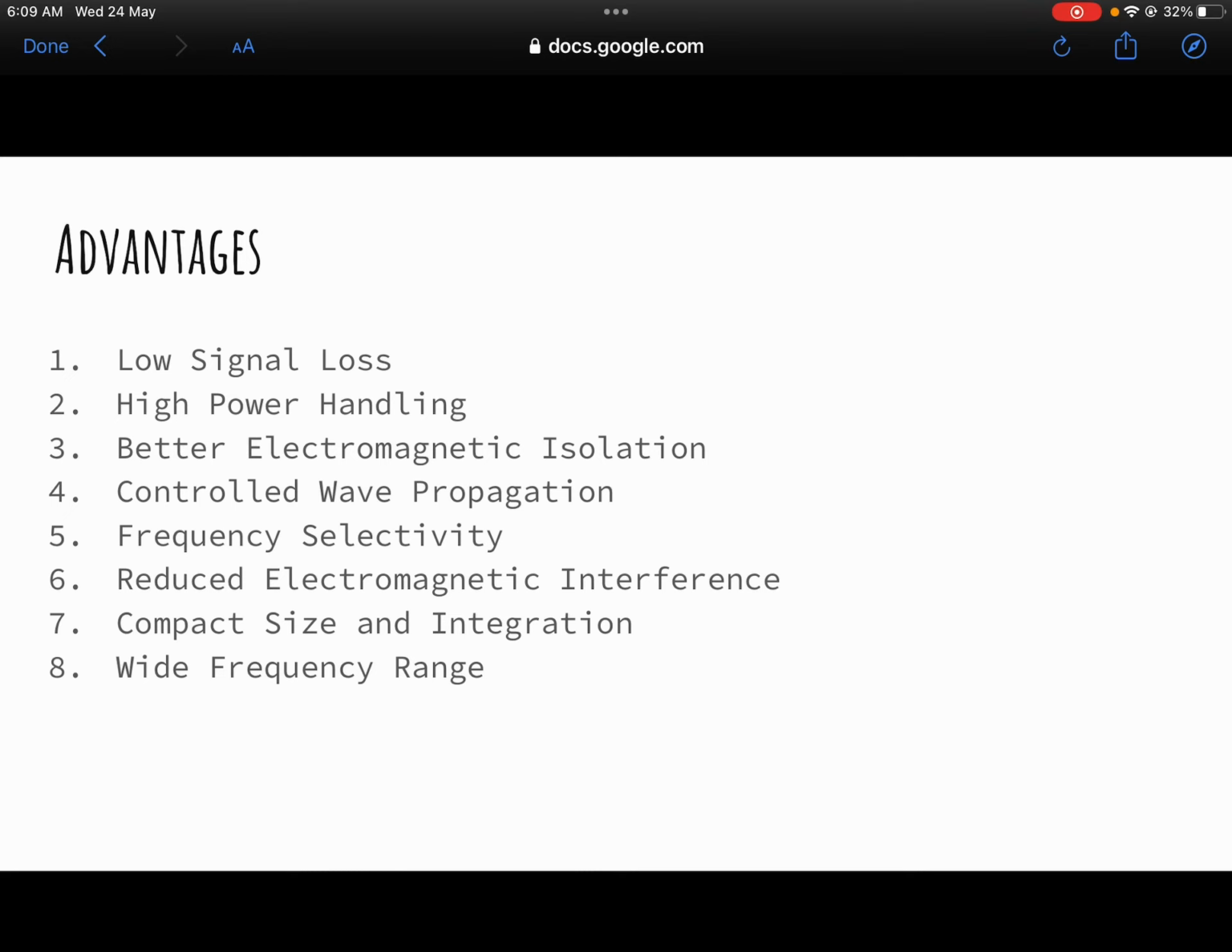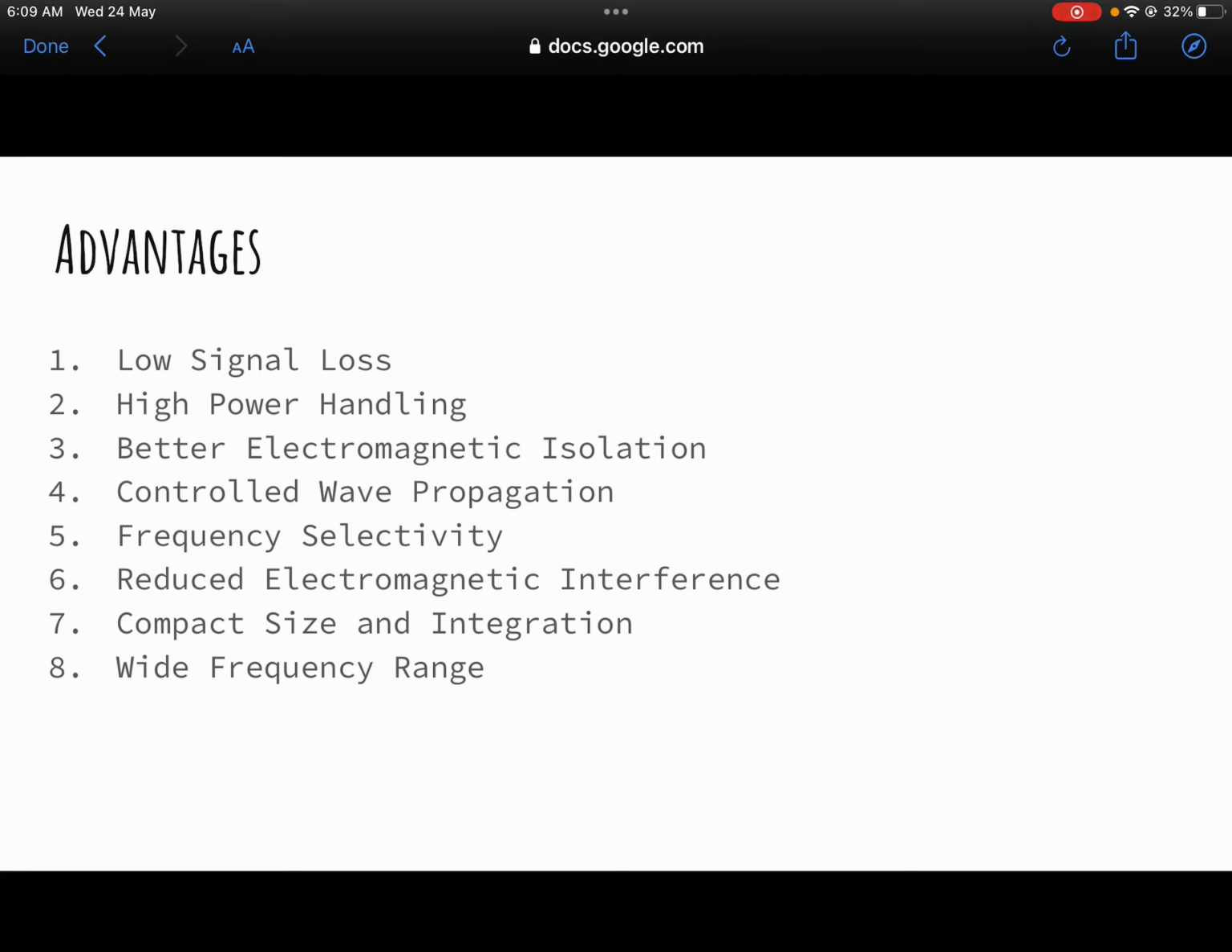Frequency selectivity. Waveguides can be designed to operate within specific frequency ranges, providing frequency selectivity. This allows for the transmission and control of signals within desired frequency bands, enabling efficient filtering and separation of different signals.